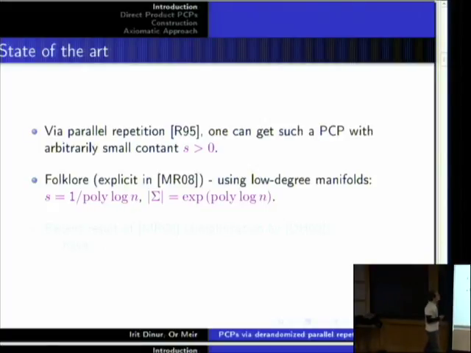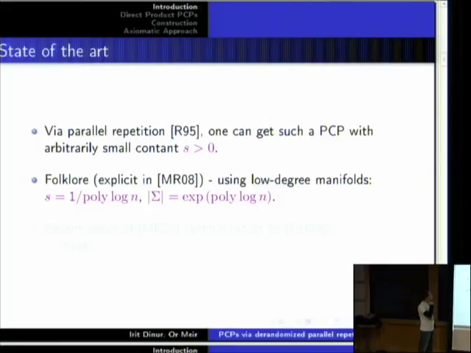Okay, so it says that using low degree manifolds, we can actually get a PCP of 2 queries that has soundness of 1 over polylog n and the alphabet size exponential in polylog n. And this is based on taking low degree manifolds that go through low degree extensions of the proof.